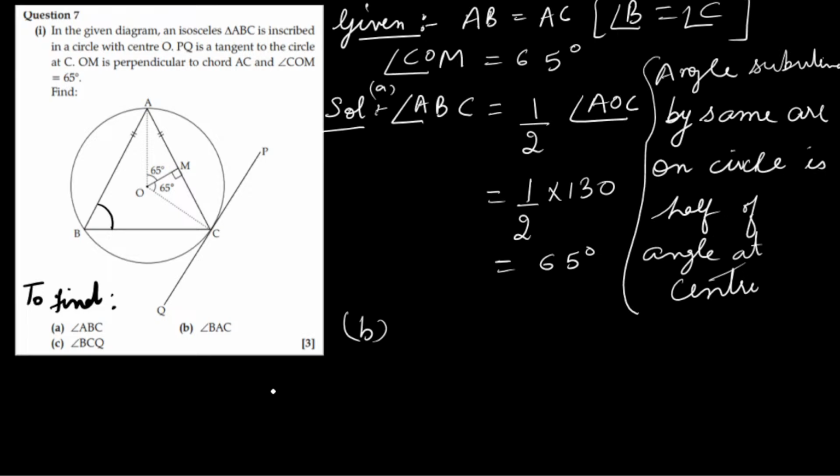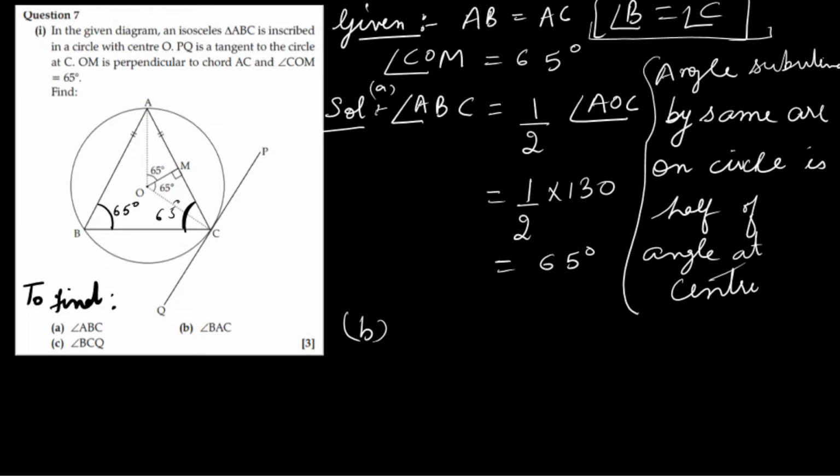So how to find BAC? I told you angle B is equal to angle C. In the triangle, if this is 65 degrees, this is also 65 degrees, because angles facing equal sides are equal to each other. At the very start itself, I told you while writing the given things.